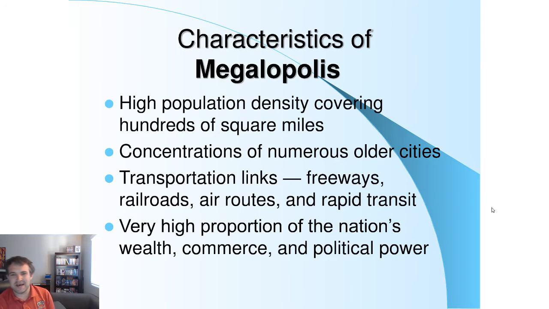Okay, characteristics of a megapolis. Huge population density, covering hundreds of square miles. These are just mega cities visible from space. And it usually wasn't just one city from the get-go. It was sort of like one city kept growing and growing, and its urban area consumed other cities, and it kept growing and growing. You'll find transportation links within a megapolis. It'll be pretty common for you to get on a train in Narita and end up in Yokohama and travel consistently without seeing a break in the urban zone. Very high portion of the nation's wealth, commerce, and political power.